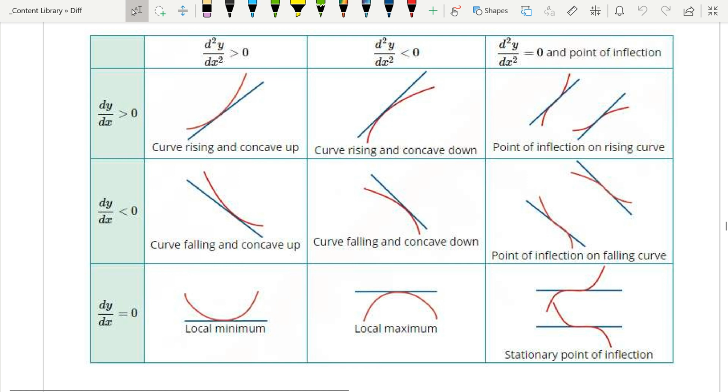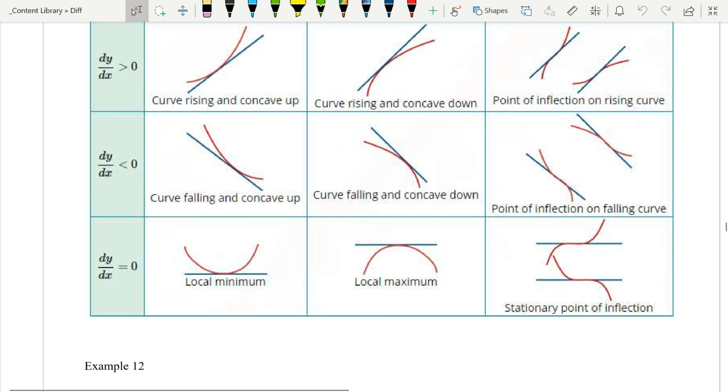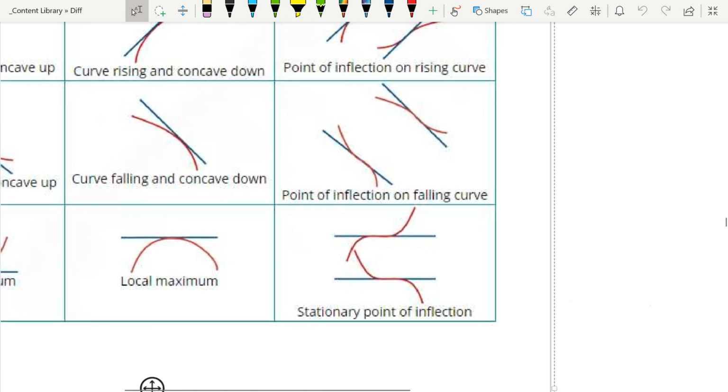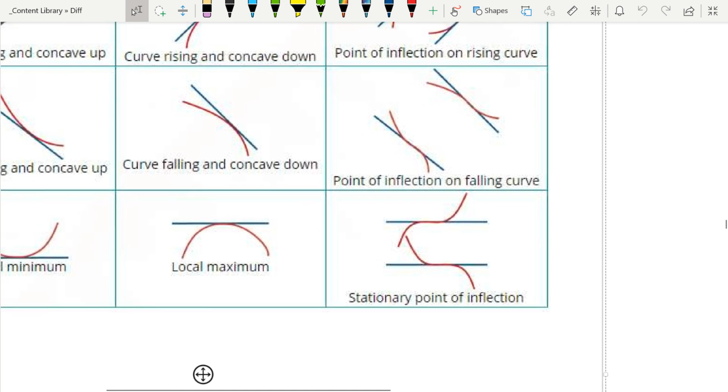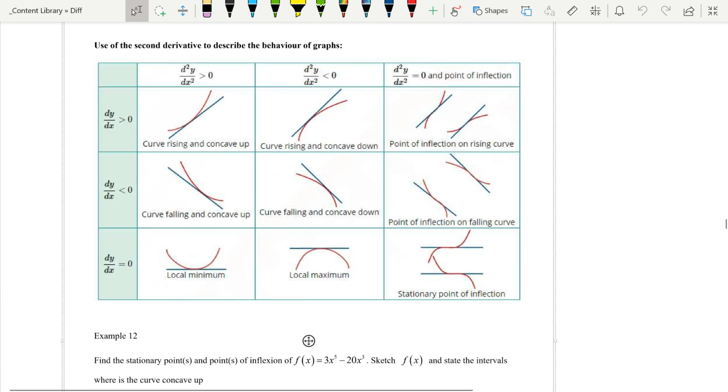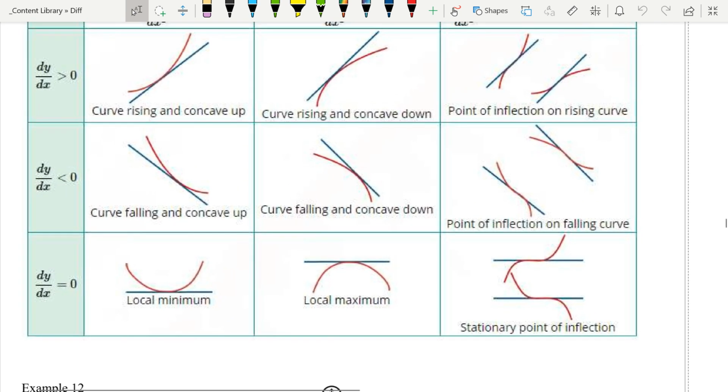We learned this from methods. There are two types of stationary points: turning point and stationary point of inflection. Turning points include maximum turning points and minimum turning points. I remember in methods we drew the table to decide whether it's a maximum or a minimum. So we have a better way now. And then we have the stationary point of inflection. We have increasing and decreasing stationary points of inflection, but they really look the same. That's the first derivative. If you look at the rows, we are talking about the first derivative.